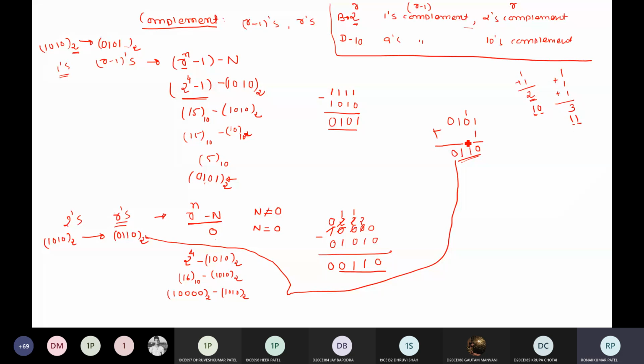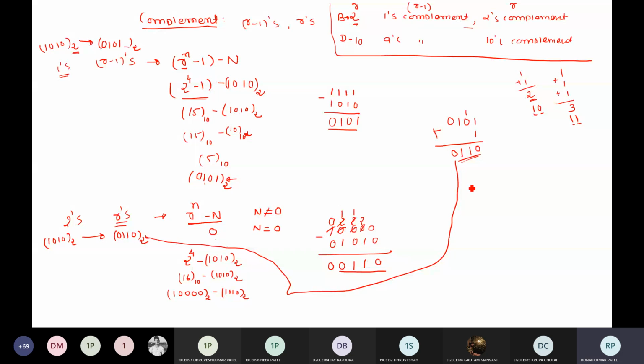This is how the addition was done. Now the observation here: in this r minus 1's complement, for this number 1010 in binary, the 1's complement is this. Now in that 1's complement we have added 1 and the result is the 2's complement, and this is true for any complement. So how did this happen?